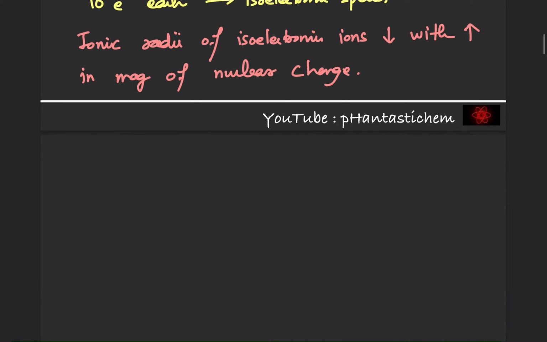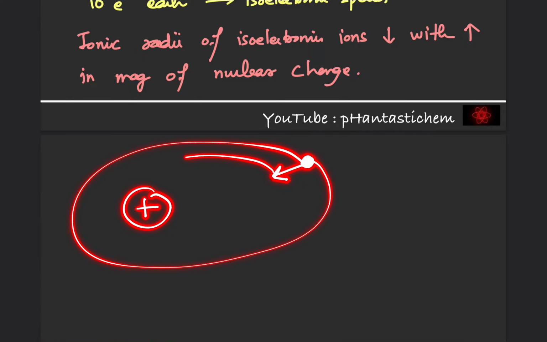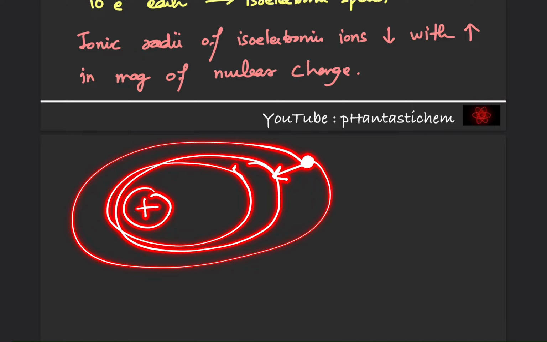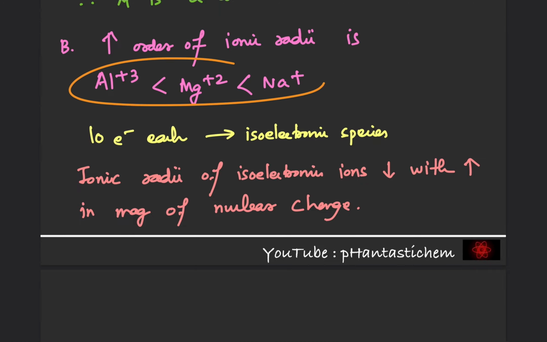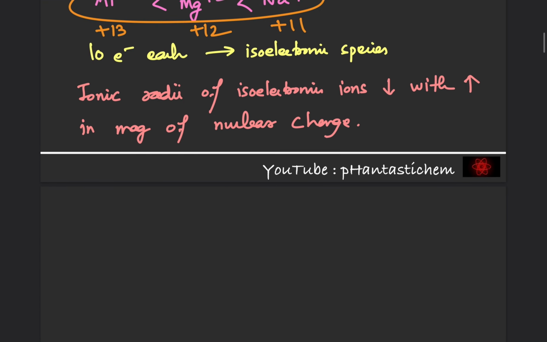Okay, so this is because as power of the nucleus increases, it holds the outermost electron more tightly, resulting in a decrease in size. So it will pull this more. So because of that, there will be contraction in the size. Okay, so the given order is correct, because nuclear charge of Al3+ is +13, nuclear charge of Mg2+ is +12, nuclear charge of Na+ is +11. So therefore size of Al3+ is least and Na+ is the highest. Okay, so therefore B is a correct statement.